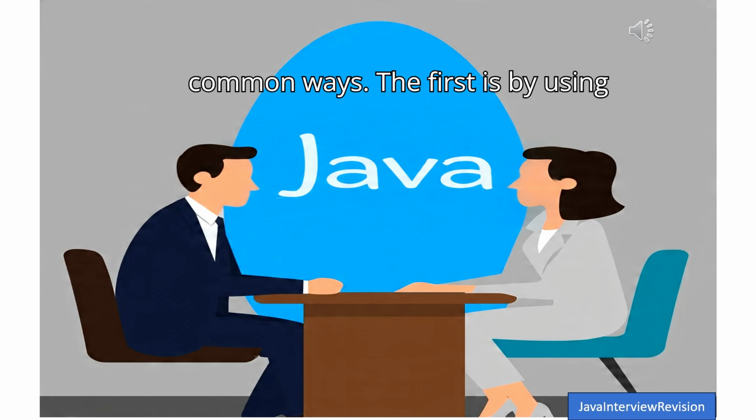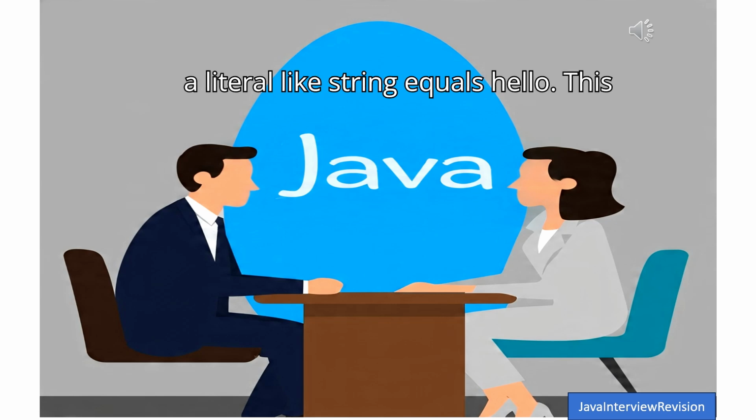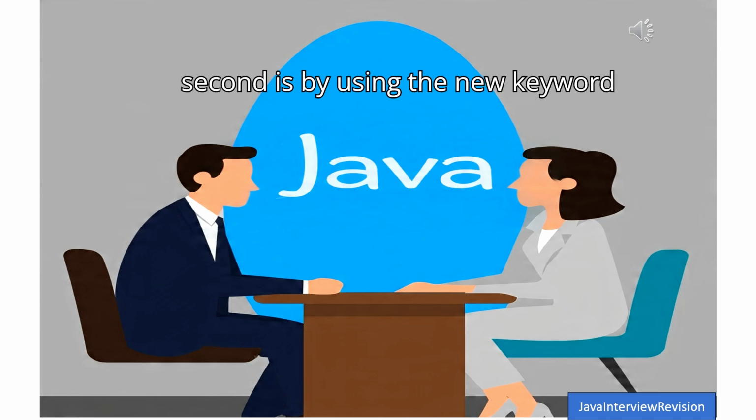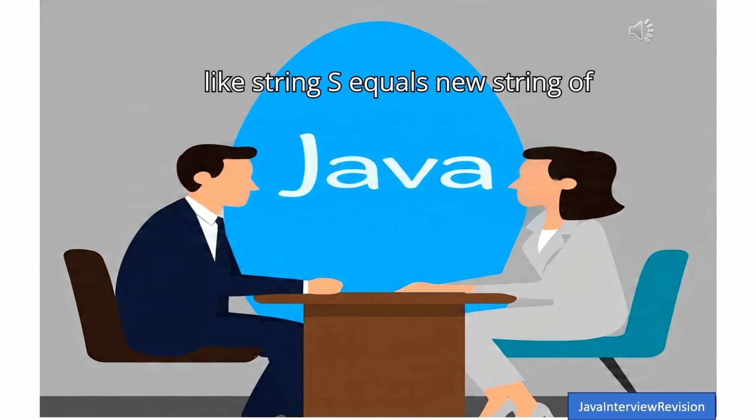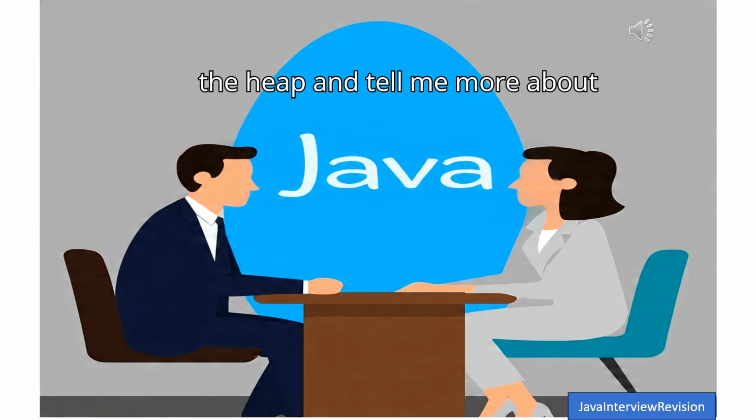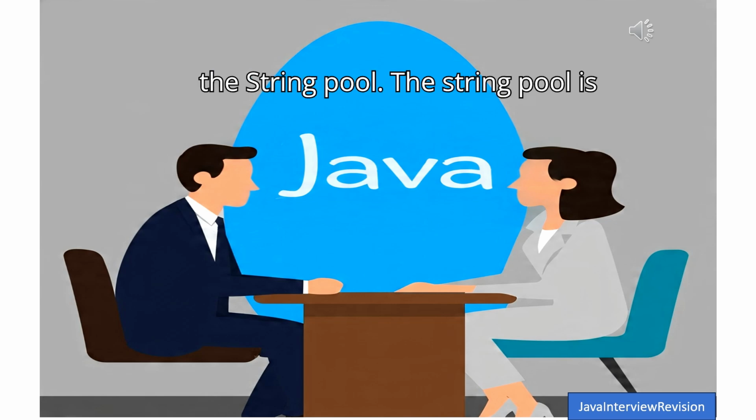How do you usually create a string? There are two common ways. The first is by using a literal, like String s equals "hello". This gets stored in the string pool. The second is by using the new keyword, like String s equals new String("hello"), which creates a new object in the heap.